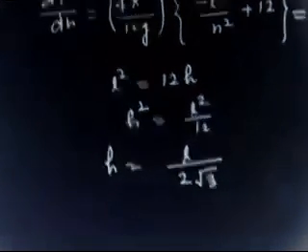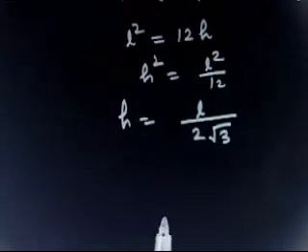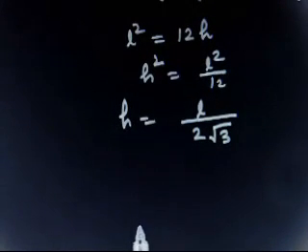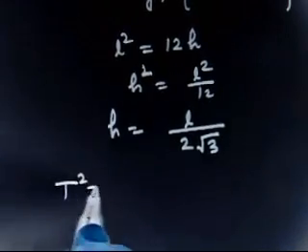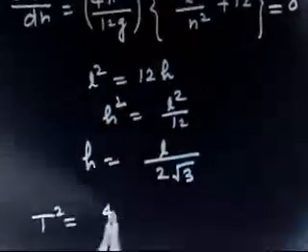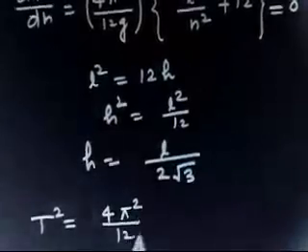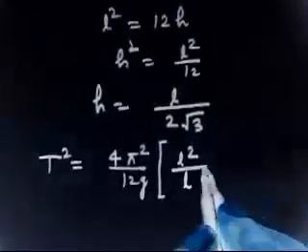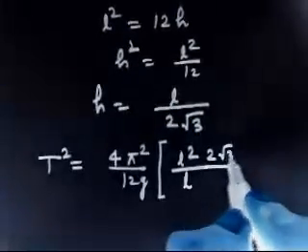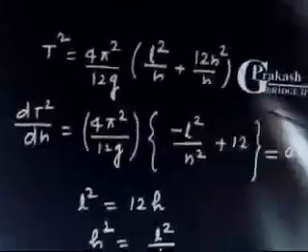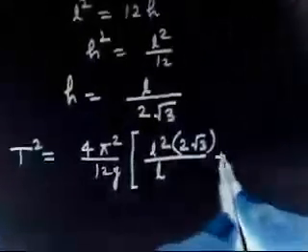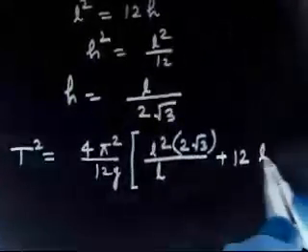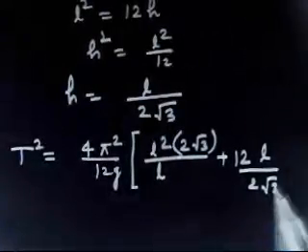Now the question also asks what is the time in this case. So time is given by, let us plug this value for t square. So you will have 4 pi square by 12z. Plug the value of h, so L square by h, L square by L by 2 root 3, so 2 root 3 will go on the top, plus 12h, so you will have plus 12. H is nothing but L by 2 root 3.